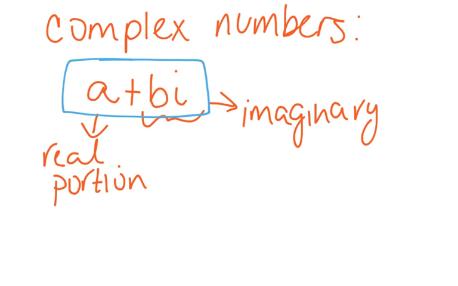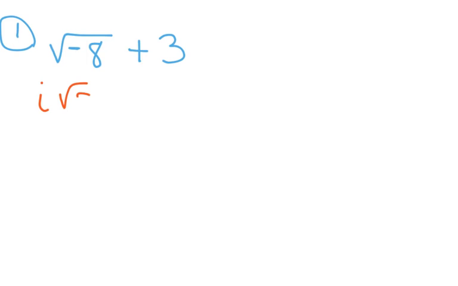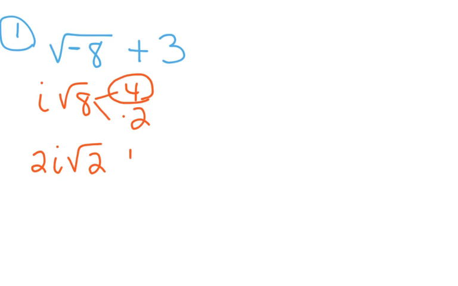So let's take a look at an example. Say I have the square root of negative 8 plus 3. Let's reduce our square root of negative 8. We can pull out that negative, so we're left with i root 8. And we know that 4 times 2 will give us 8. Here's our perfect square. We can take that out, and we're left with 2i root 2 plus 3.